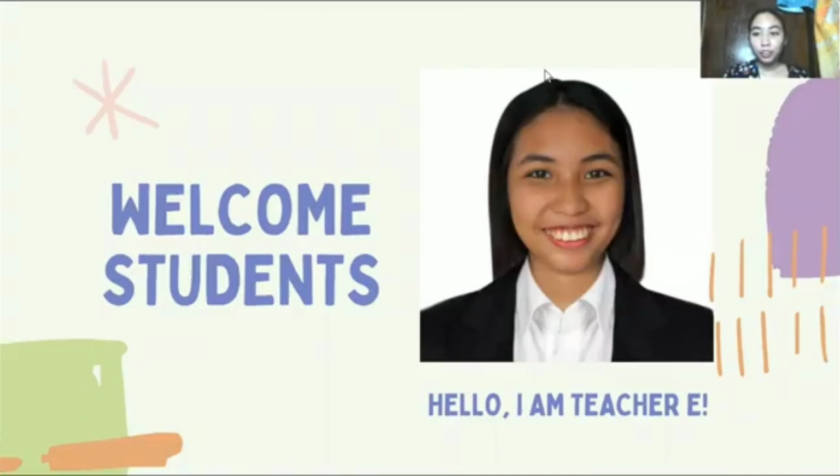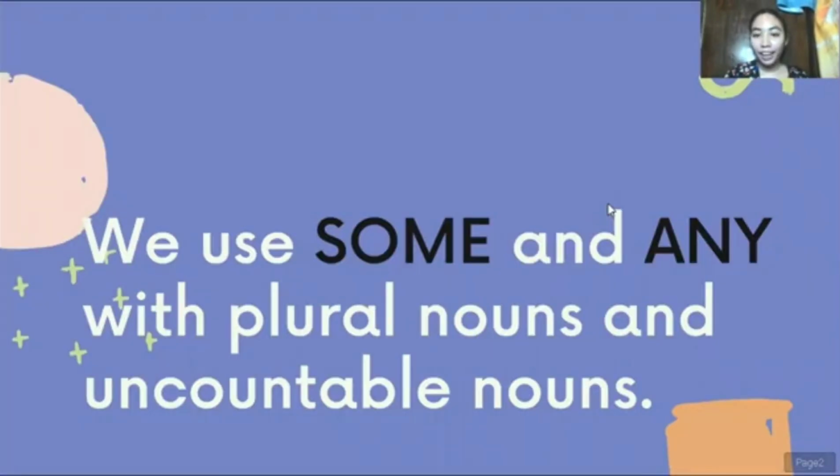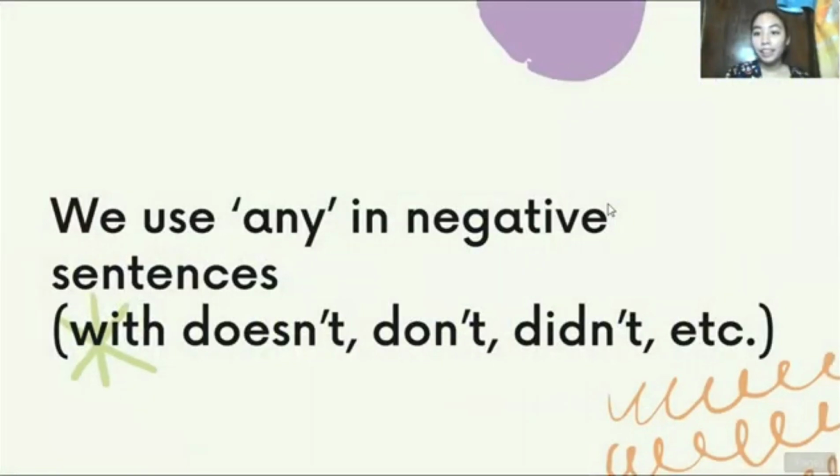So, we will continue our lesson about the topic some versus any and its uses in the English language. Last lesson, we tackled the use of some and any in the English language. Again, we use some and any with plural nouns and uncountable nouns. Any is used in negative sentences, with words like doesn't, don't, didn't, and others. So, if there are negative words in the sentence, we will use any.